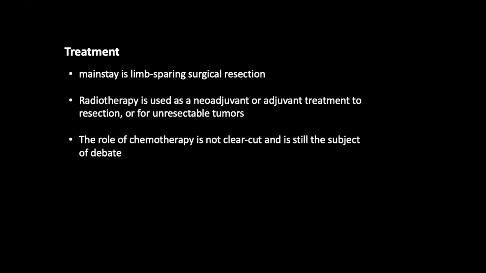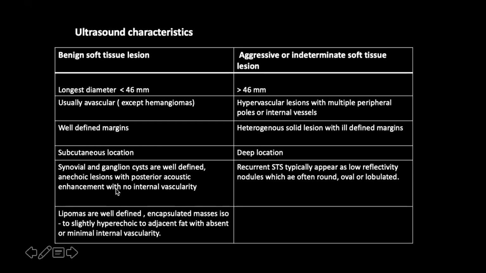So treatment is surgical resection, and radiotherapy can be used as an adjuvant. So these are ultrasound characteristics of benign and aggressive lesions. Benign is well marginated, avascular, usually smaller in diameter, and has well-defined margins, while aggressive is hypervascular, heterogeneous solid lesions with ill-defined margins. They're commonly deeply located. And as we saw, synovial ganglion cysts. Very important, ultrasound can help in suspecting a recurrent soft tissue sarcoma, and further imaging can be done for the same.